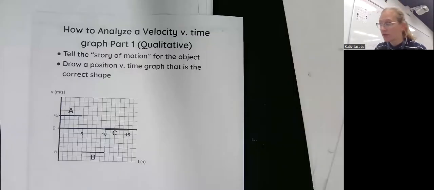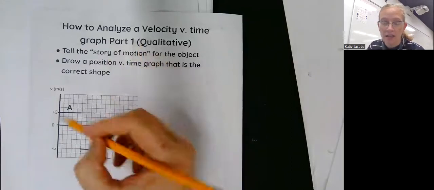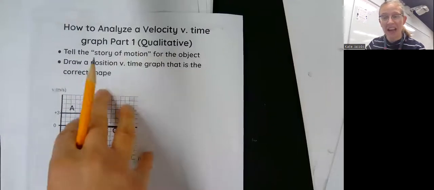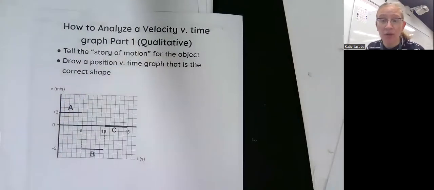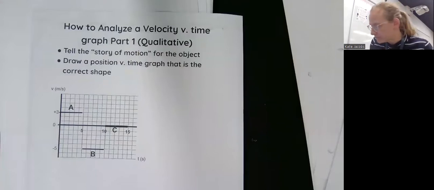This tutorial is going to focus on the qualitative part of analyzing this graph, not the quantitative where we're actually using these exact numbers. That will be in a second tutorial video. So today we're going to look at what this velocity versus time graph means in terms of the motion of the object, and how I draw a position versus time graph that matches this.